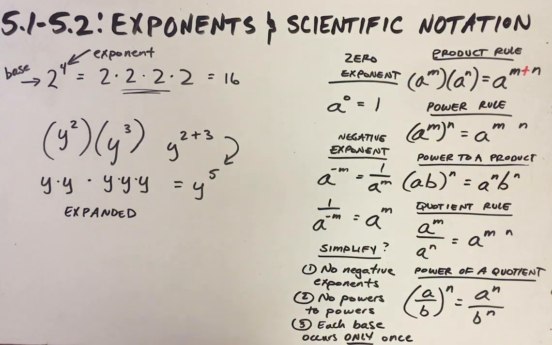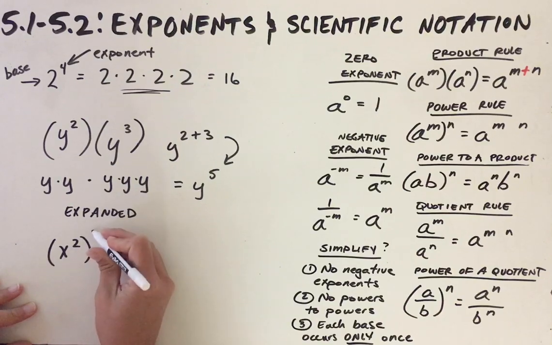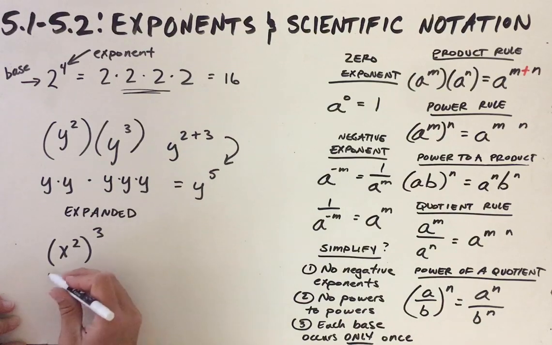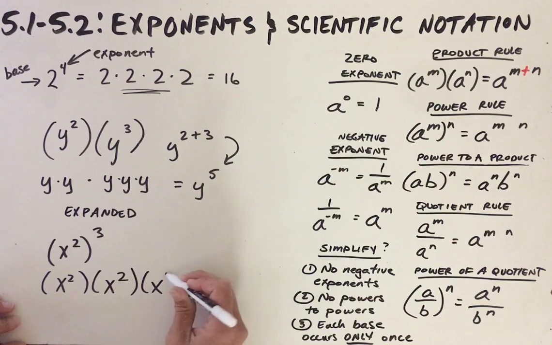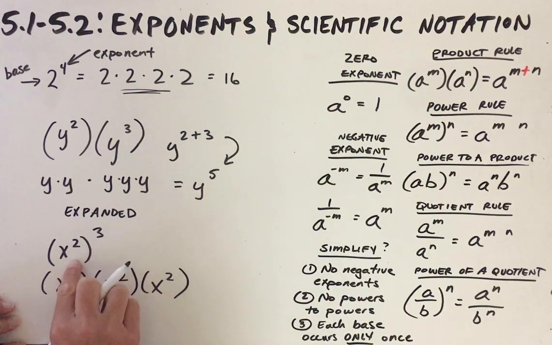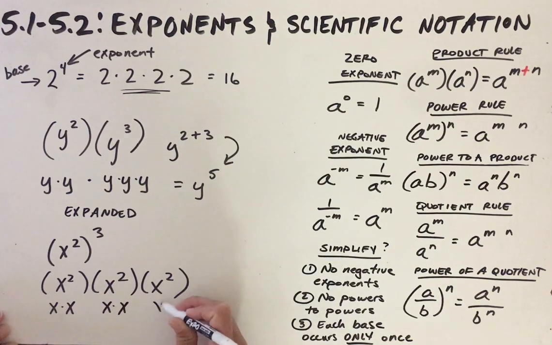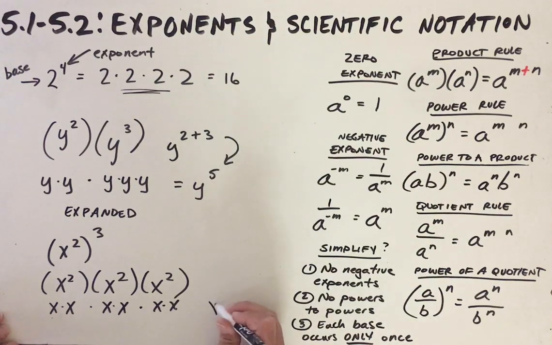Well, how is that different than, say, this? x squared, but raising that to the 3rd power. Well, remember that expanded, this literally means x squared times x squared times x squared, because this exponent says I have everything inside of here 3 times. 1, 2, 3 times. Well, what does x squared mean? x squared means x times x. So I've got that 3 times, and they're all being multiplied together. We can see that I literally have 1, 2, 3, 4, 5, 6 x's being multiplied together.